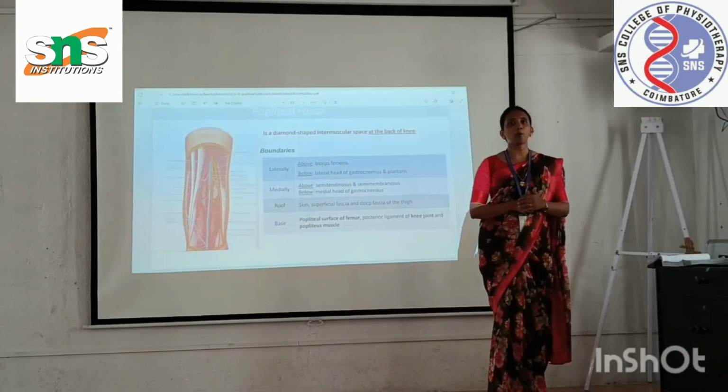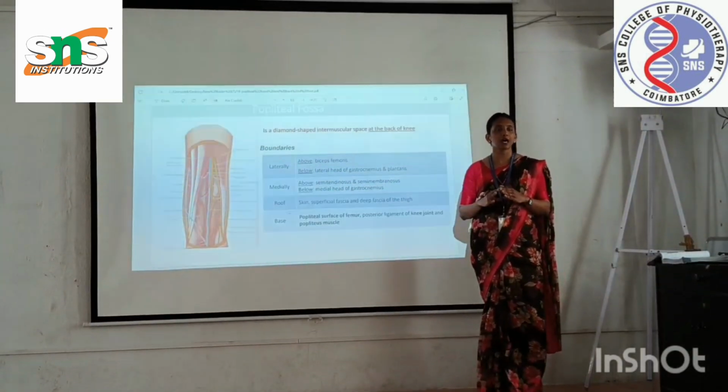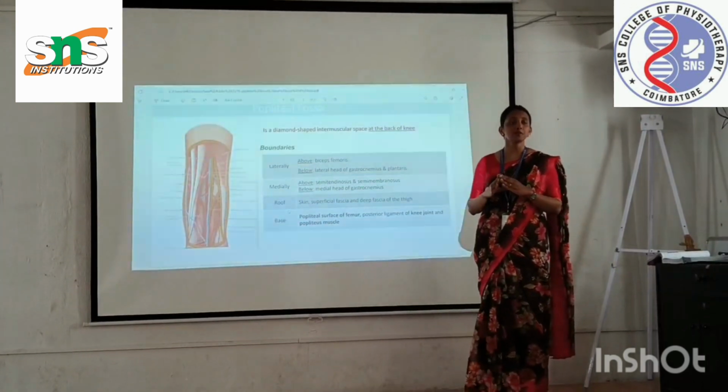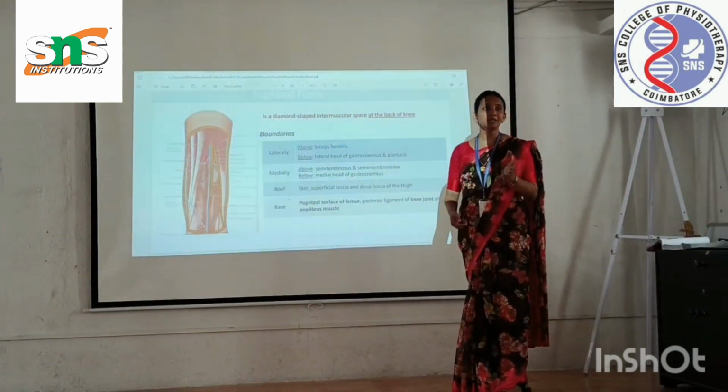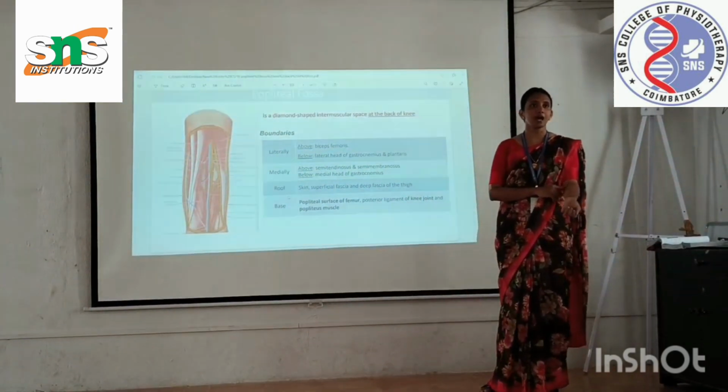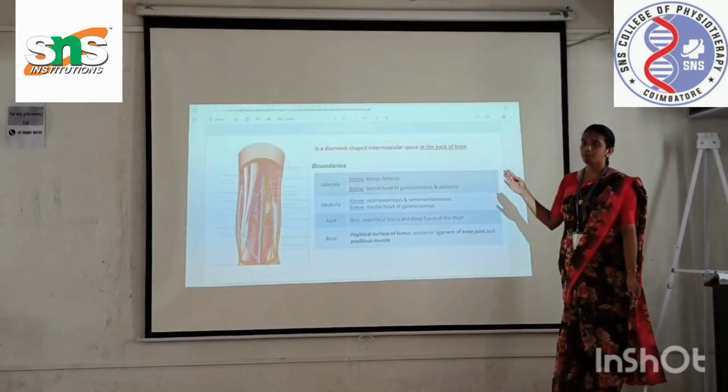So this is about the popliteal fossa. The popliteal fossa is a fossa which is present behind the knee, similar to the cubital fossa present in the upper limb. So what is the popliteal fossa?